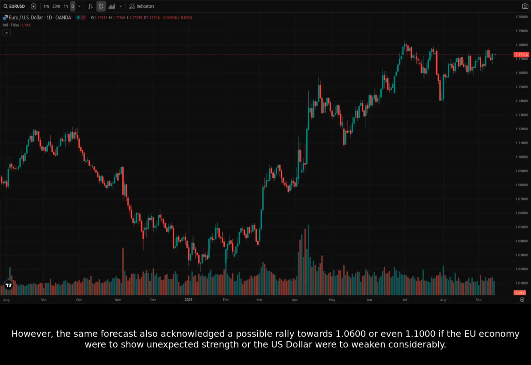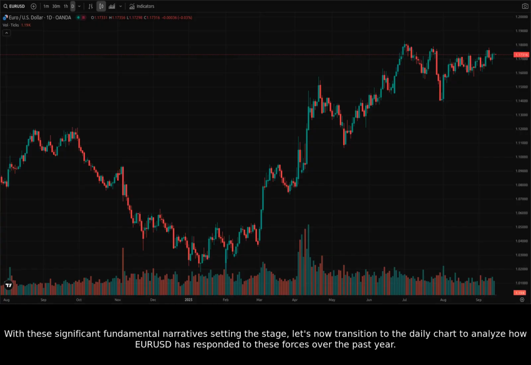However, the same forecast also acknowledged a possible rally towards 1.0600 or even 1.1000 if the EU economy were to show unexpected strength or the US dollar were to weaken considerably. With these significant fundamental narratives setting the stage, let's now transition to the daily chart to analyze how EURUSD has responded to these forces over the past year.